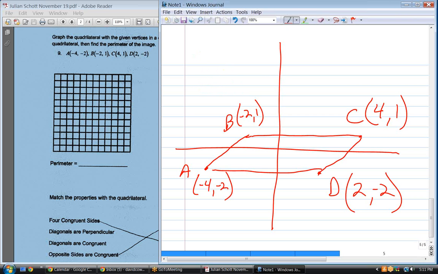What makes it a parallelogram, we just discovered from the previous question, is that opposite sides have to be equal. All four sides don't have to be equal, that would make it a rhombus. For a parallelogram, you merely need to have the opposite sides equal and parallel to one another. Well, I can certainly see that this side is parallel to this side. They're both horizontal lines. And this side here looks like it's parallel to this side here.